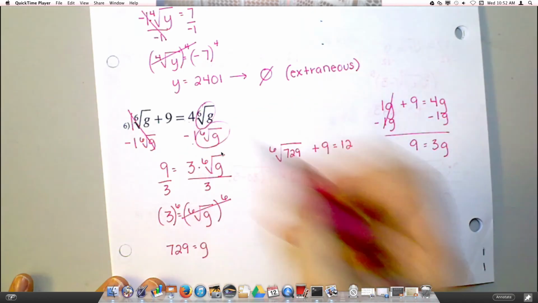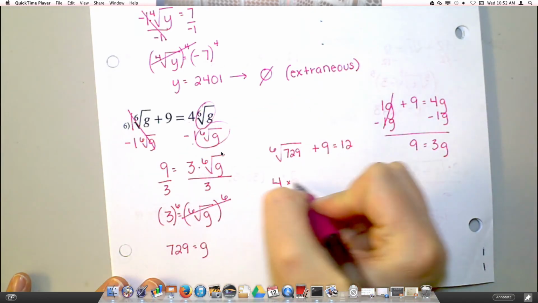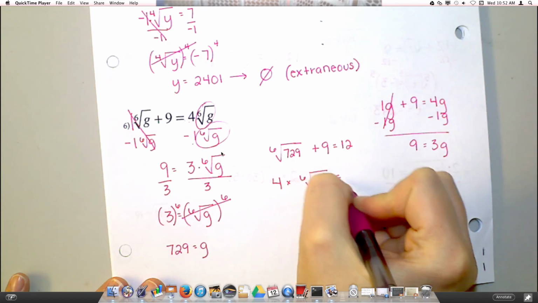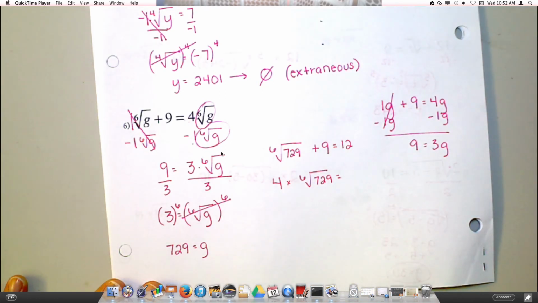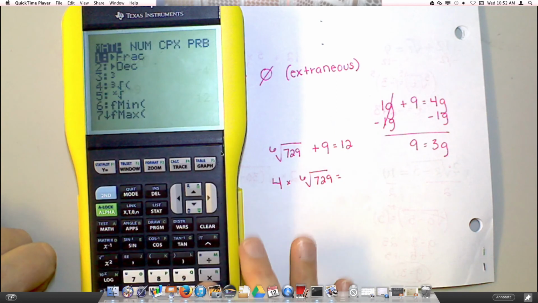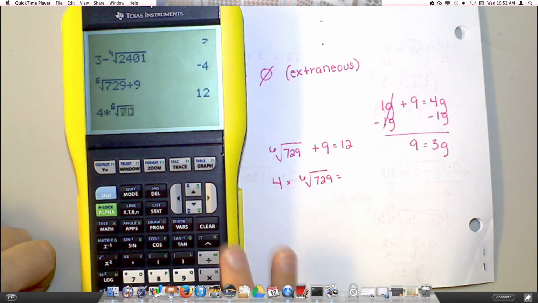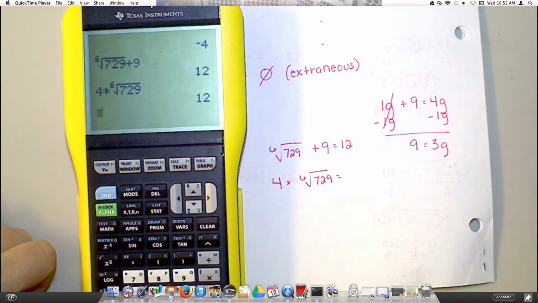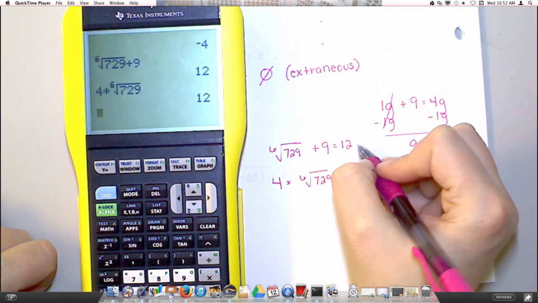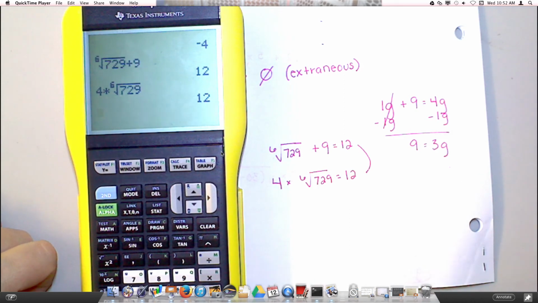Now let's try this side. So 4 times the 6th root of 729. And I want to know, does that also come out to be 12? So 4 times the 6th root of 729. I do also get 12. So because my two sides came out exactly the same, my answer is okay.